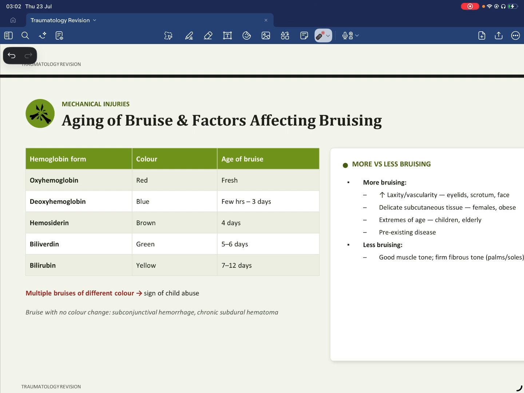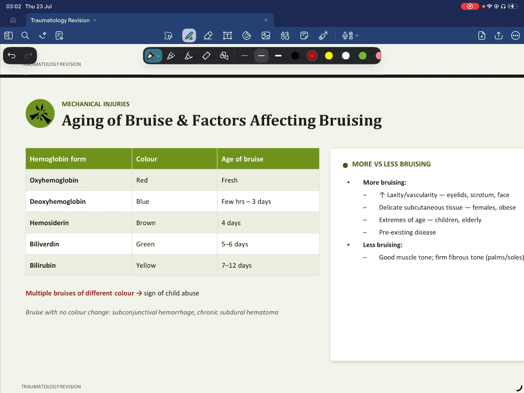For aging of a bruise, we have red, blue, brown, green, and yellow colors. Red is caused due to oxyhemoglobin, blue due to deoxyhemoglobin, brown due to hemosiderin, green due to biliverdin, and yellow due to bilirubin.